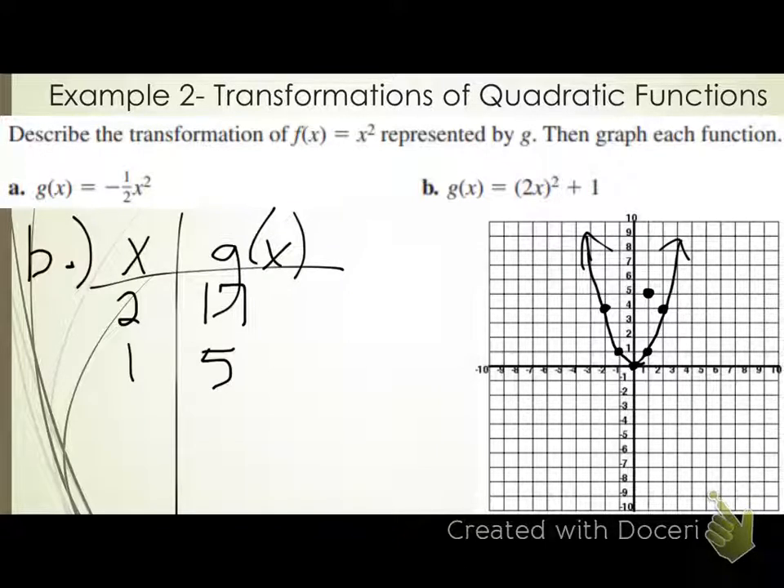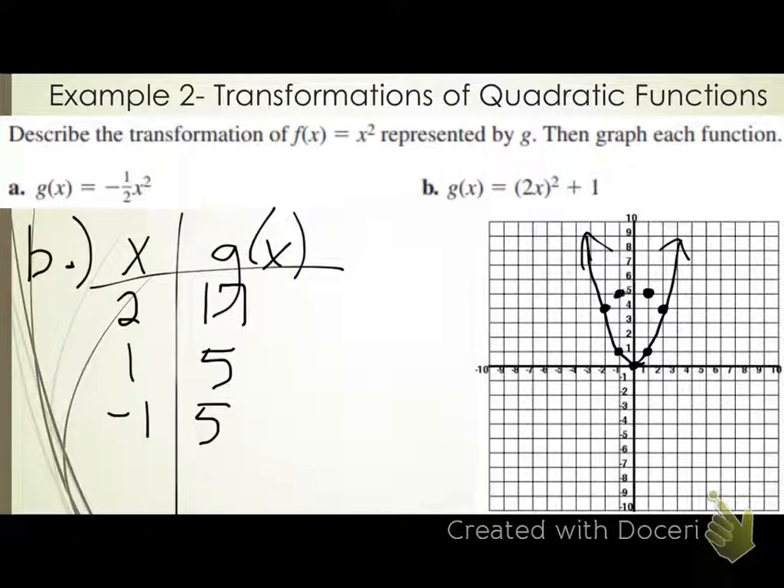Negative 1? What's 2 times negative 1? Negative 2. What's negative 2 squared? 4. 4 plus 1? 5. So negative 1 comma 5.